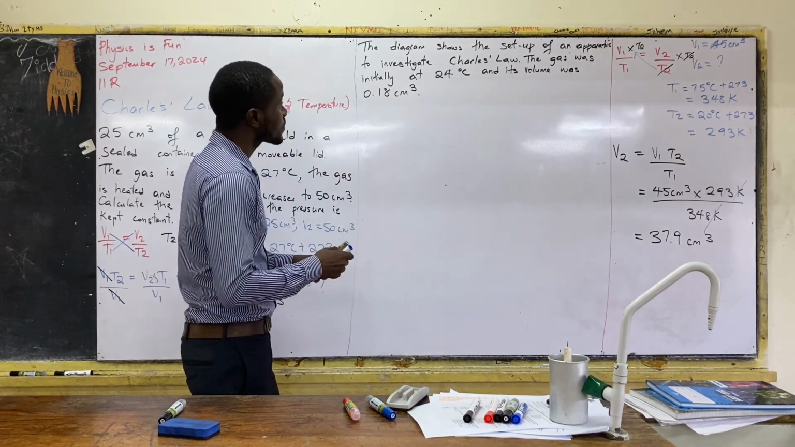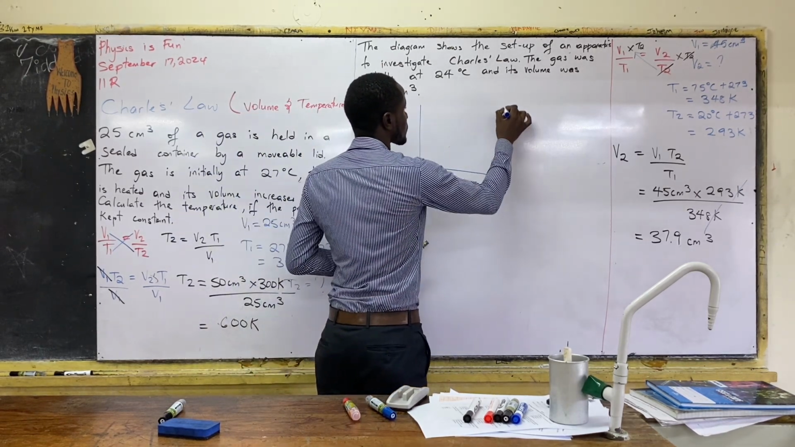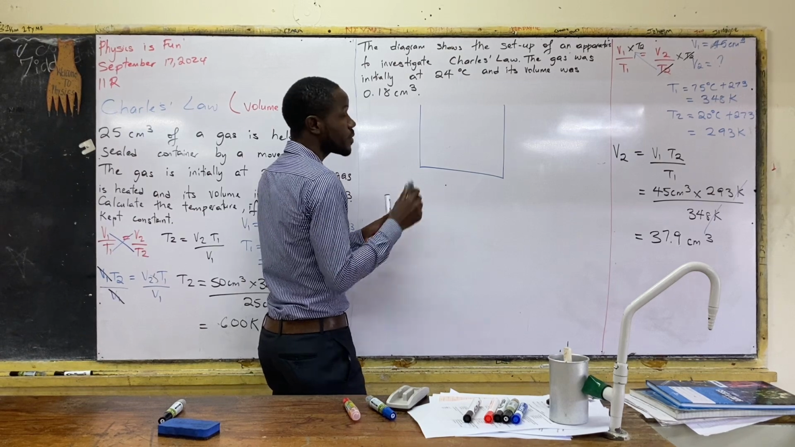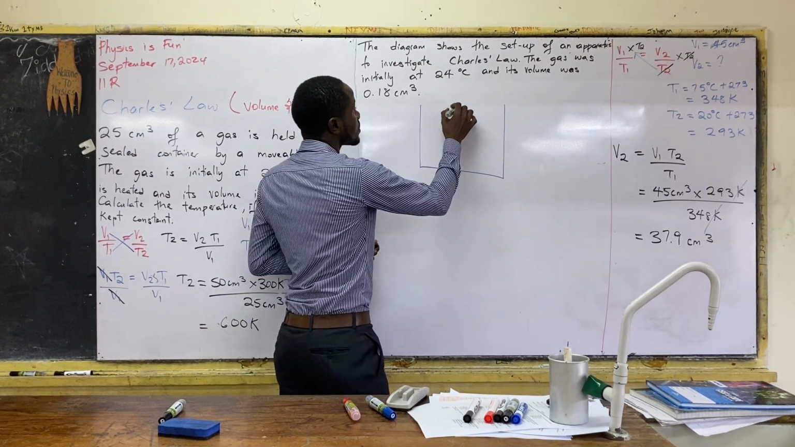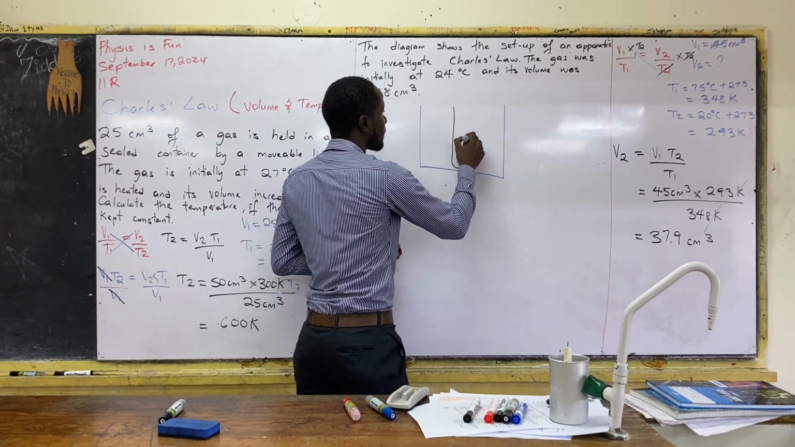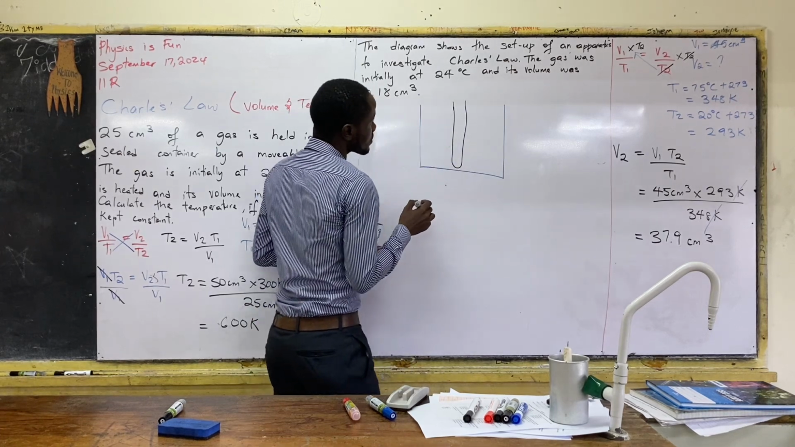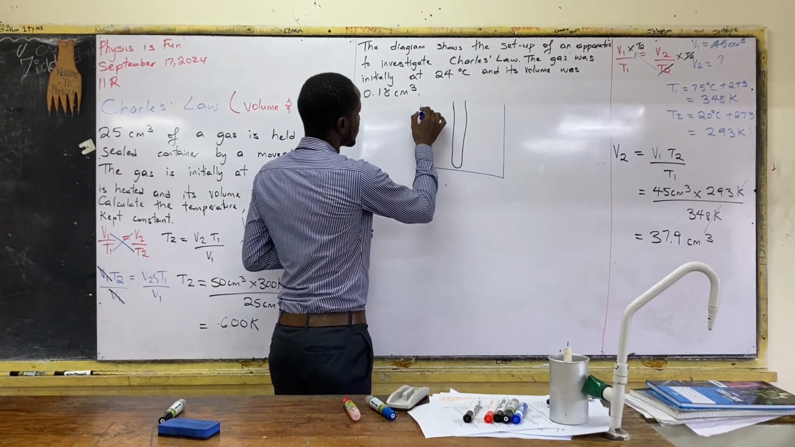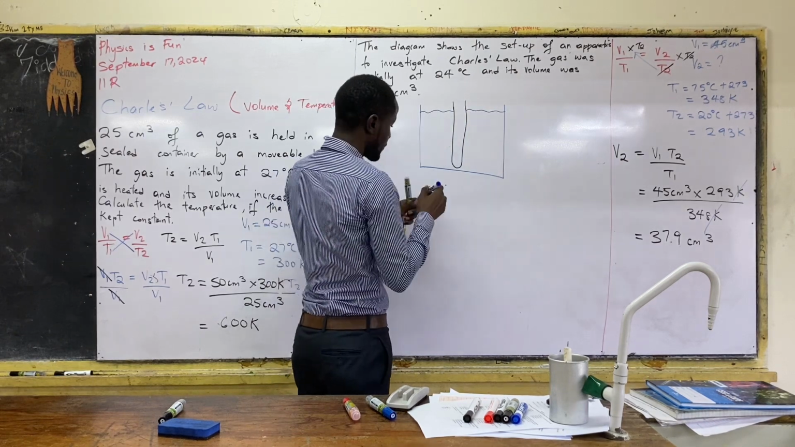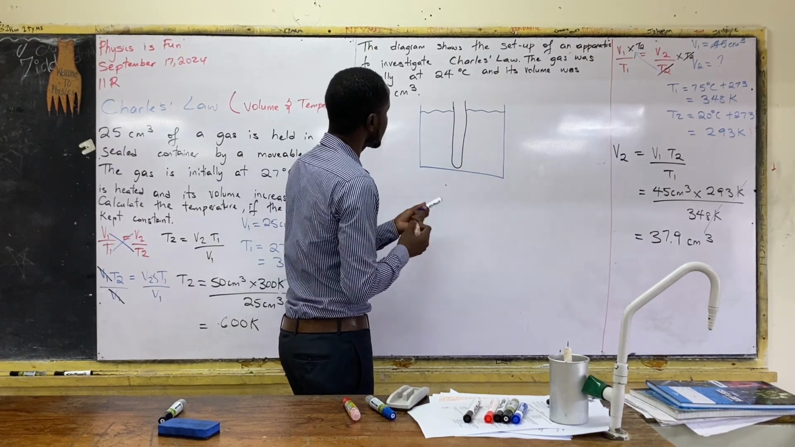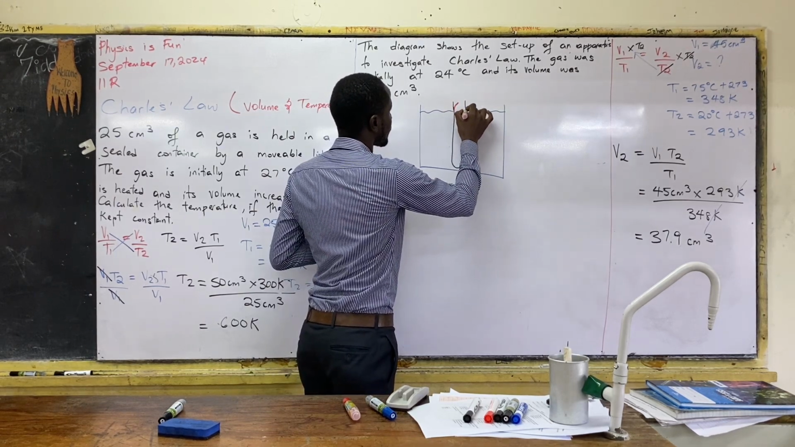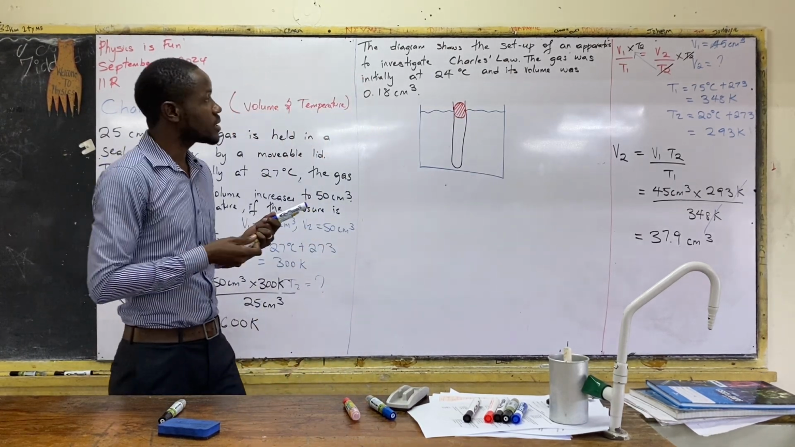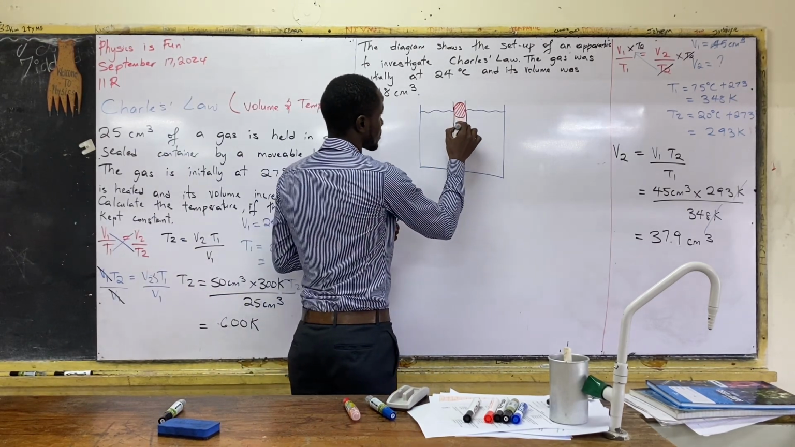All right, so let's do it this way. So we're going to have something like this. Let me put the water in last. So we're going to have this with some water. We're going to have a little seal right here, something to trap the gas. And then we're going to have the gas here.